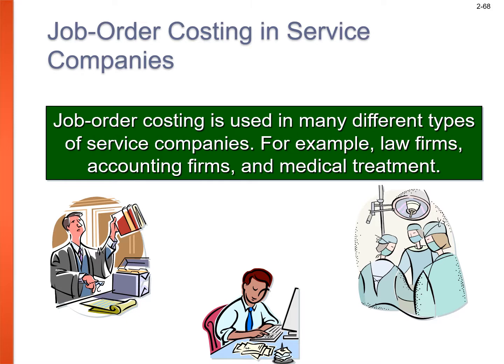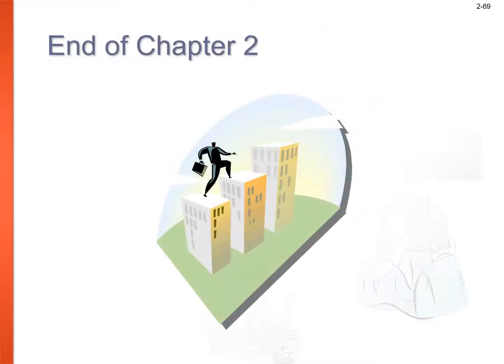What about service companies? We looked at product manufacturers. Job order costing is used in many different types of service companies as well, following along the same lines. Law firms, accounting firms, and medical treatment. How much did it cost to make that tax return? How much did it cost for that lawsuit? And we would look at the same types of costs. So we're not going to go through an example. We just want to make you aware of it.